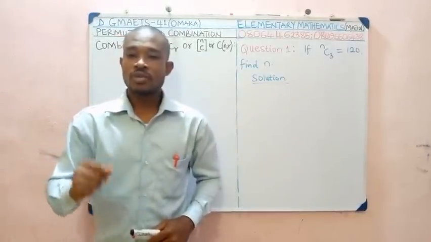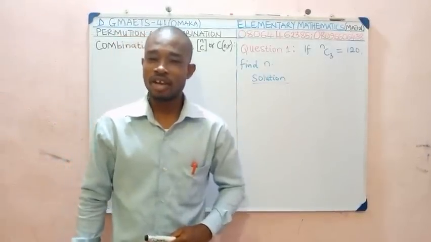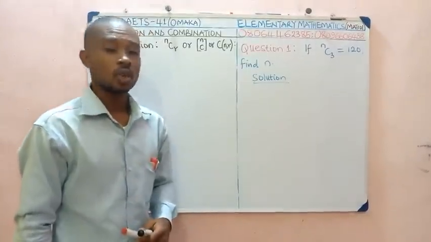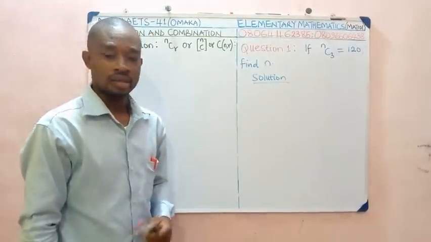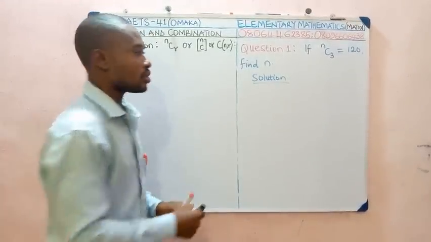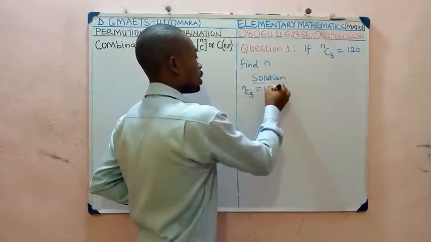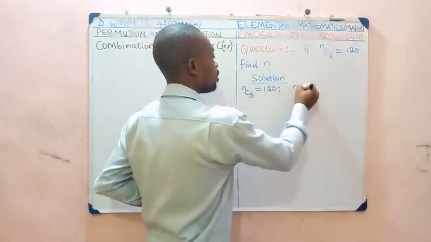We've got this question on board. We are going to solve to obtain the value of n. If n combination 3 equals 120, find n. How do we approach this question? We're given n combination 3 to be equal to 120. We do not know the value of n.